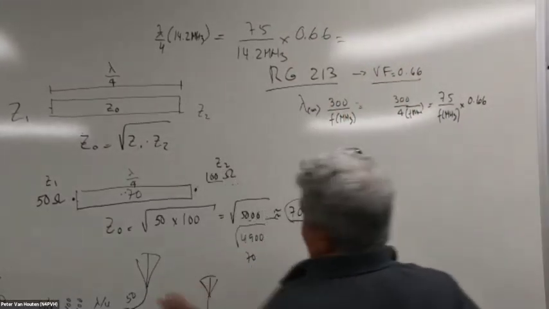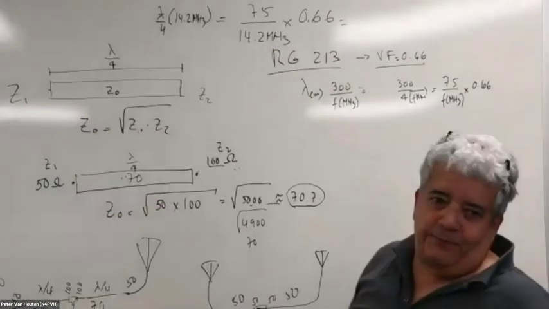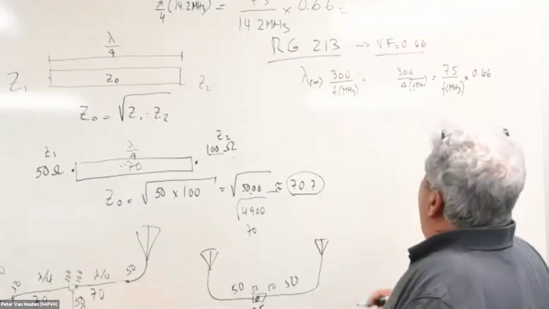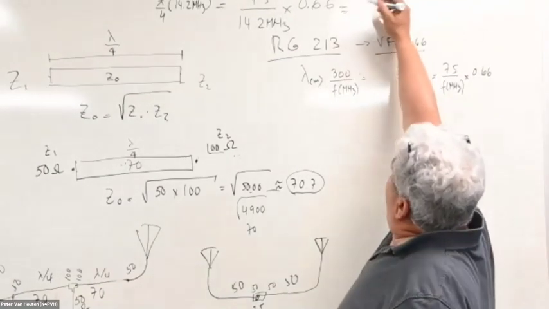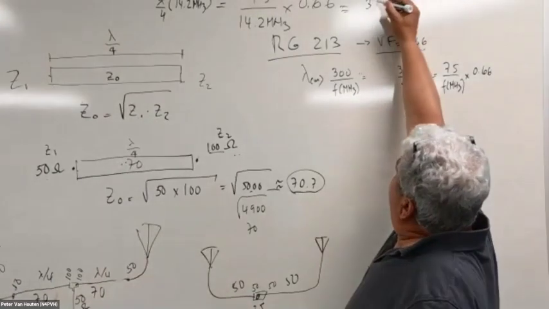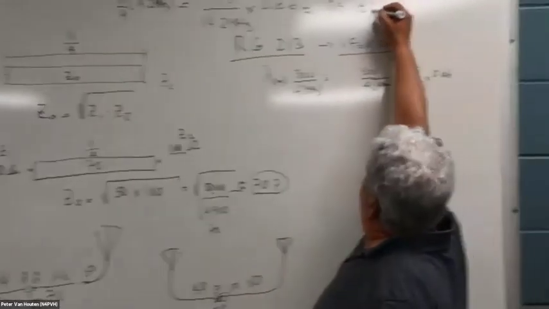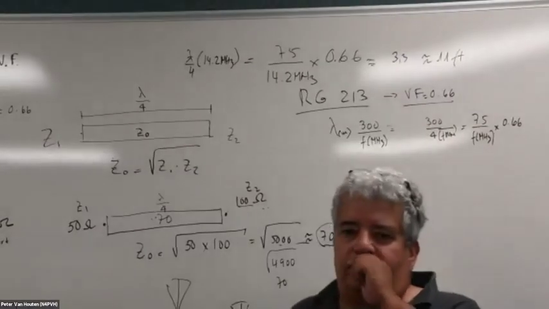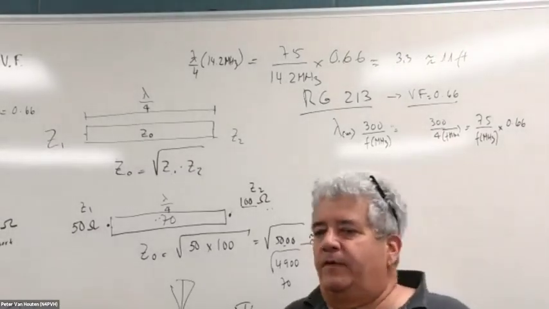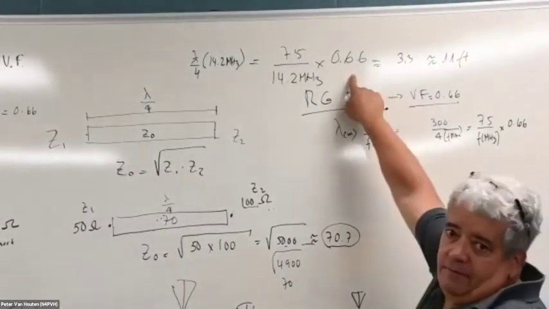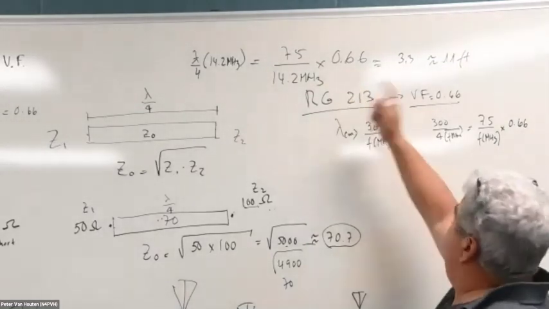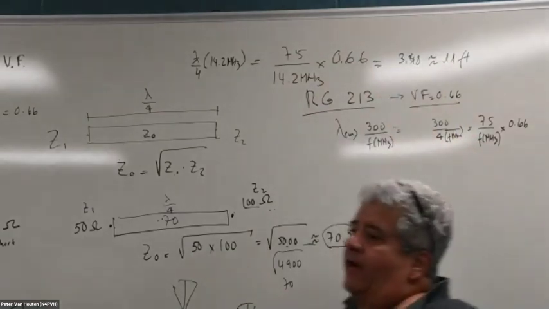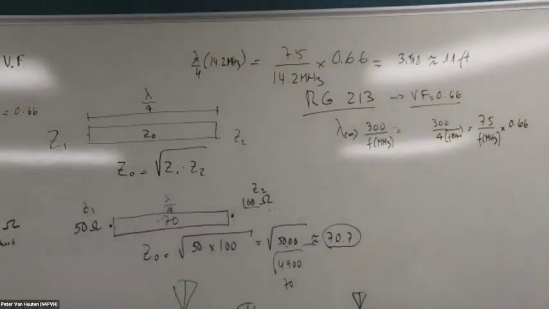Somebody has a calculator there and can do the math. This should be pretty close to about 3.3 meters, something like 11 feet, more or less. How much? 3.48 meters. Okay, 3.48 meters. That's including the velocity factor. So I can cut that and maybe just use it like that.